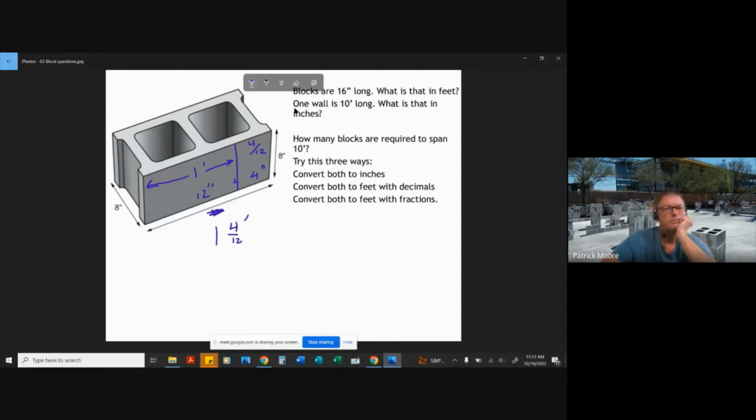And the height is 8 inches. If it came all the way up to here, it'd be 12 inches. So it's less than 1 foot. In fact, what is the height? It's 8/12 of a foot. 8 inches is 8/12 of a foot because inches are twelfths of a foot. So the width is 1 and what do we say, 4/12 of a foot.